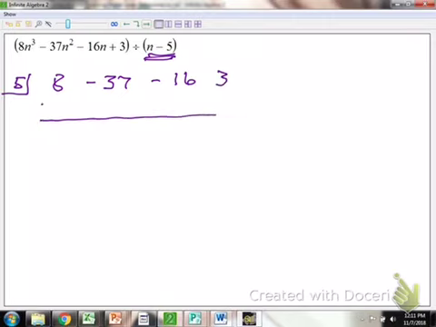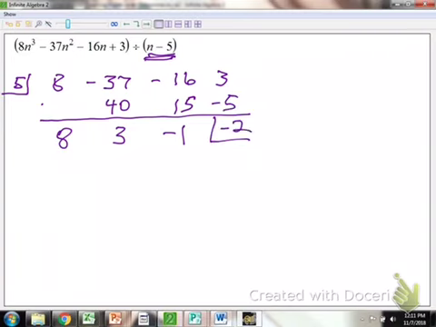Skip a line, draw a line, bring down the 8. Now, again, with synthetic division, you have to remember that every power of x is represented. So now we're going to multiply and add. 5 times 8 is 40. Adding there gives us 3. 5 times 3 is 15. Adding there gives us -1. 5 times -1 is -5, which means we have a remainder of -2.